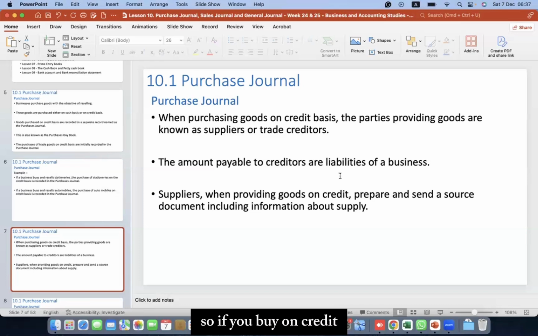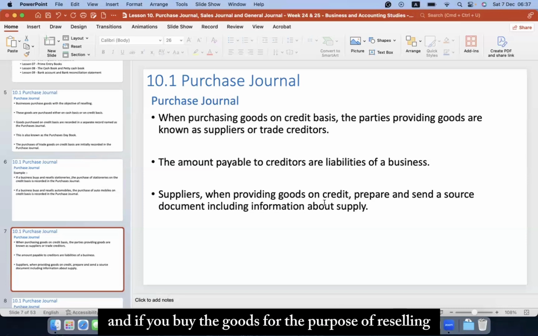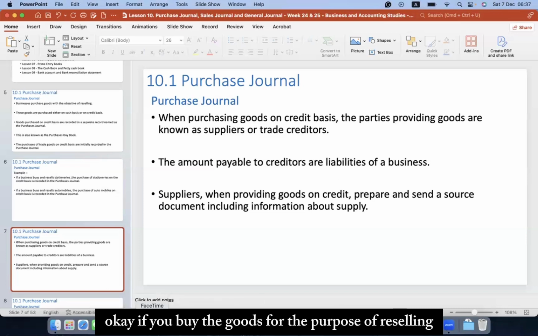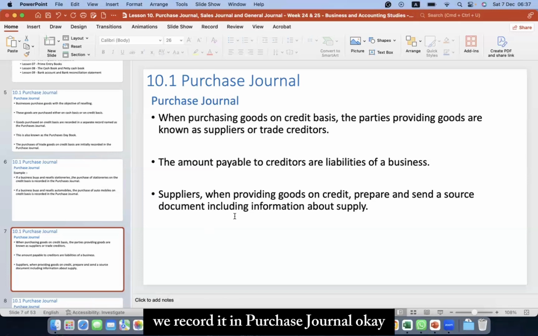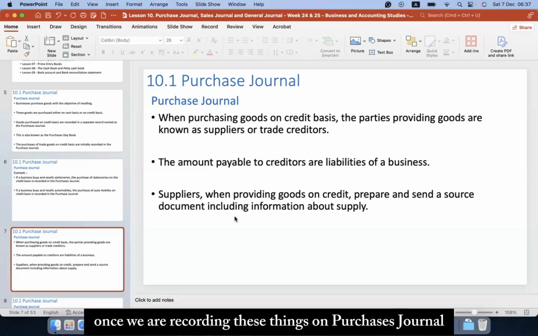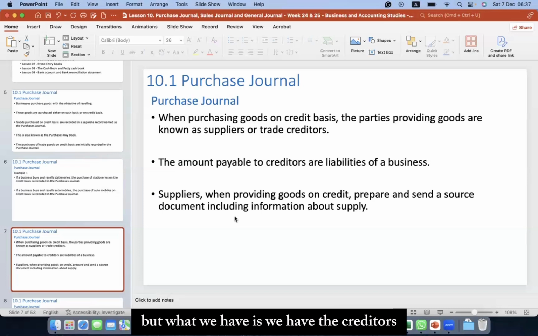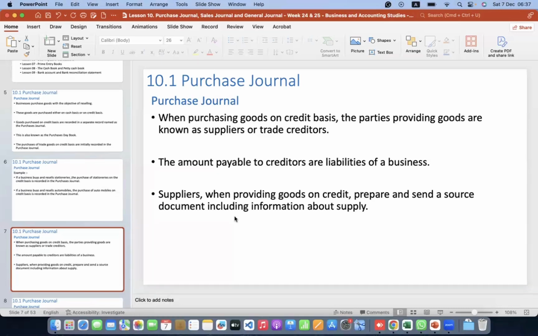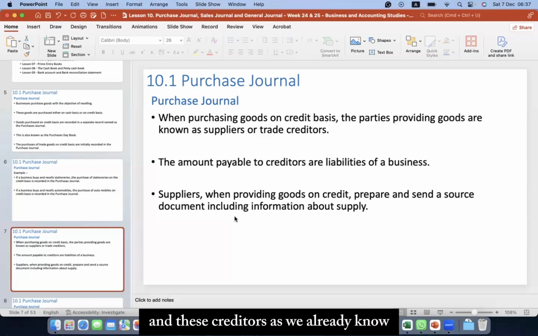So if we buy on credit, if we do not settle in cash immediately, and if we buy the goods for the purpose of reselling, we record it in purchases journal. Okay, now on the other side, once we are recording these things in purchases journal, what we have is the creditors, or the people from whom we bought goods. And these creditors, as we already know, become a liability of the business.